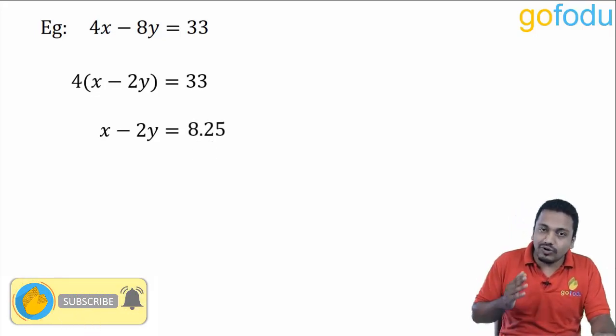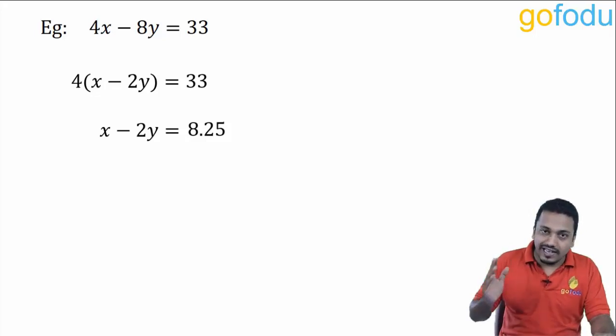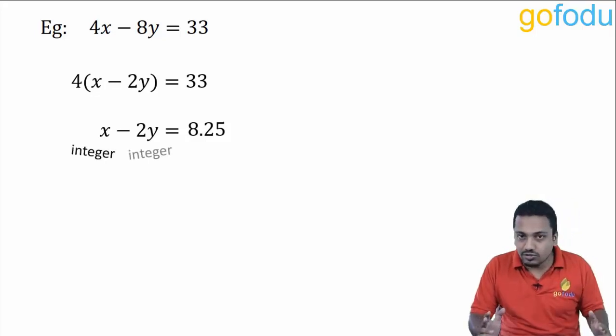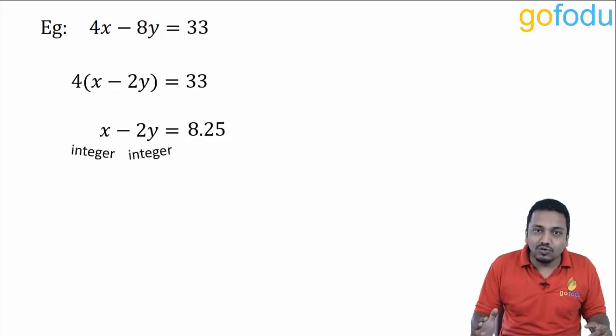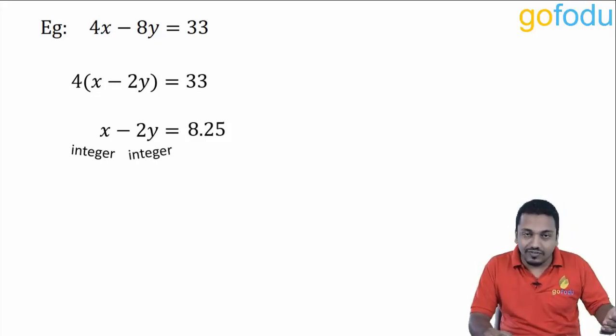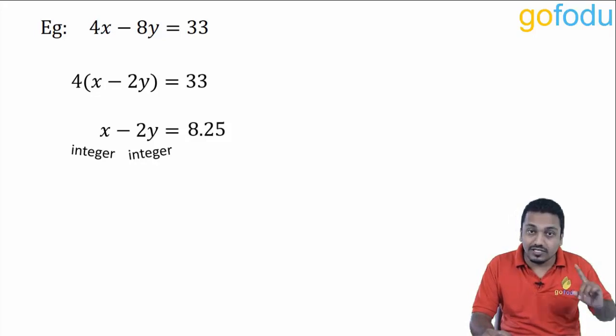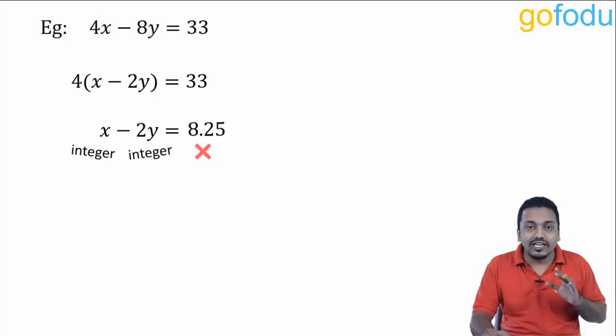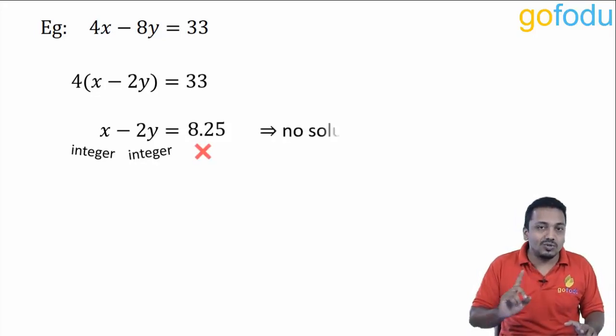Now we are asked to calculate integral solutions. X is an integer. Y is also an integer. X minus 2y should also be an integer only, right? But on the right hand side, we have 8.25, which is not an integer. So we can directly conclude that there is no solution.